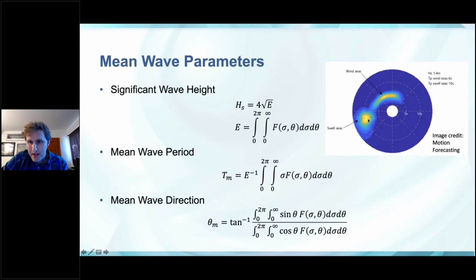For example, here, this blob of energy is indicative of a swell state, which are long period waves that are generated by distant storms that propagate long distances and organize themselves into really coherent wave packets. And then there's wind seas that are locally generated waves that are typically shorter period and more spread out in the direction-frequency space. And so all these mean wave parameters can also be derived from observations, which makes it nice for comparison between modeled waves and observed waves.